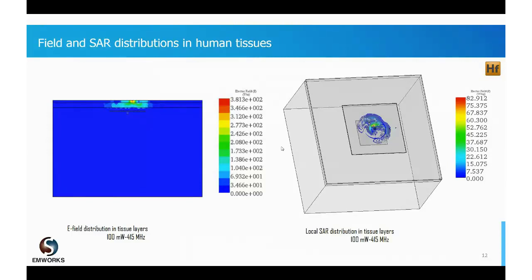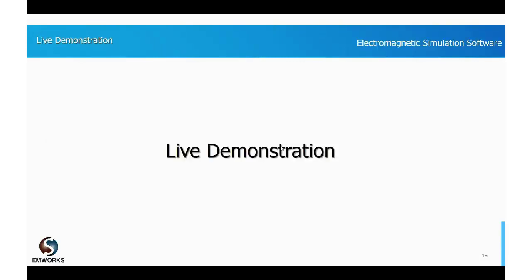So at this point, I would like to hand it over to my colleague Ahmed to show us how we can do the wireless power transfer section through inductive coupling. And then I'll come back and show you how we did the antenna simulation after that. So Ahmed, if you will.